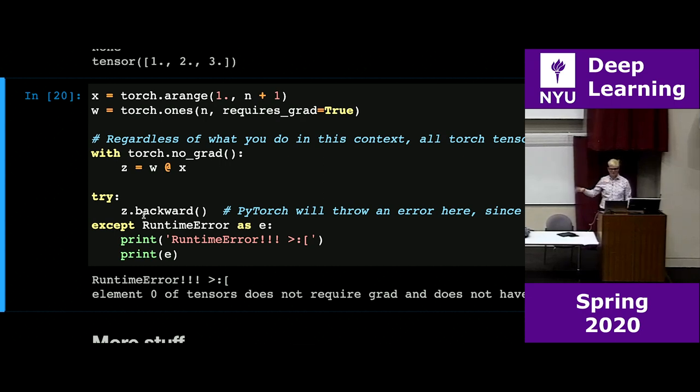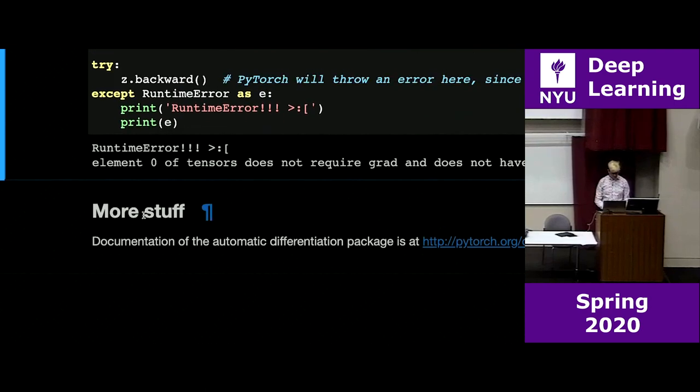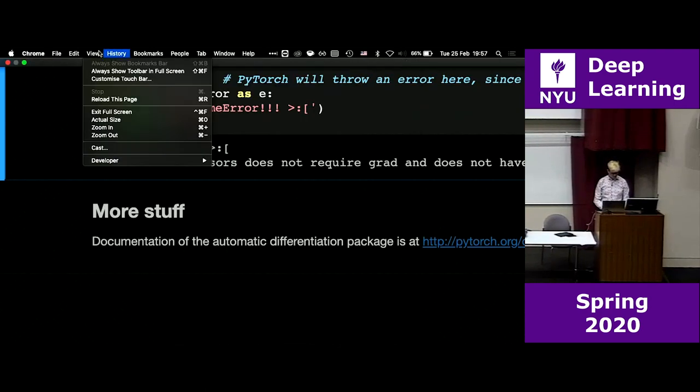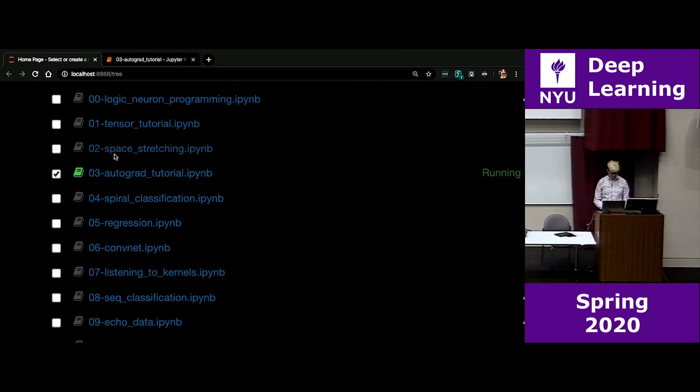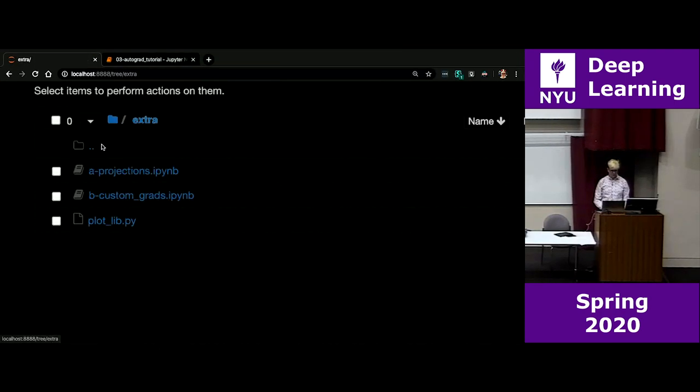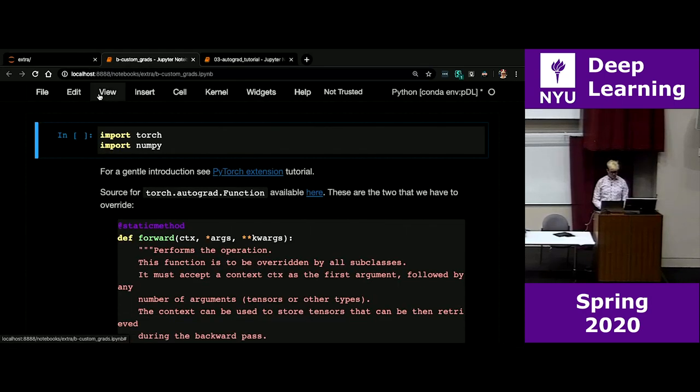More stuff coming right now. So we go back here. Inside the extra folder, you have some nice, cute things. I wanted to cover both of them, but let's just go for the second one, I think. So the second one is going to be the following.